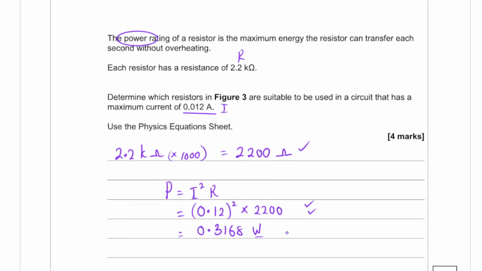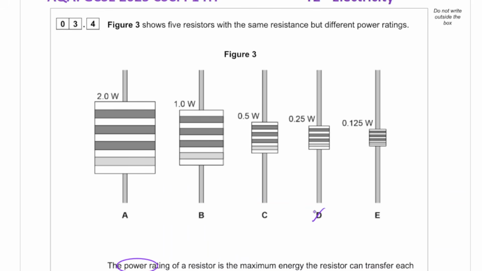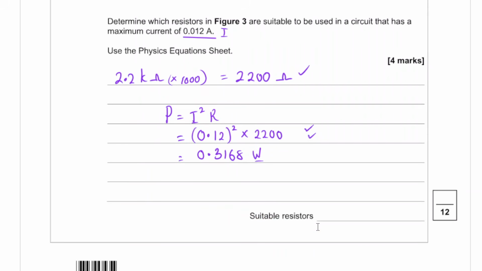So which resistor could be used? As long as the resistor has a power rating of above 0.3, it should be okay. Which means you cannot use D or E. So you could use A, B, or C. So suitable resistors are A, B, and C. It's not just one answer because the question is asking determine which resistors. So it has to be more than one resistor. That's the end of the question.